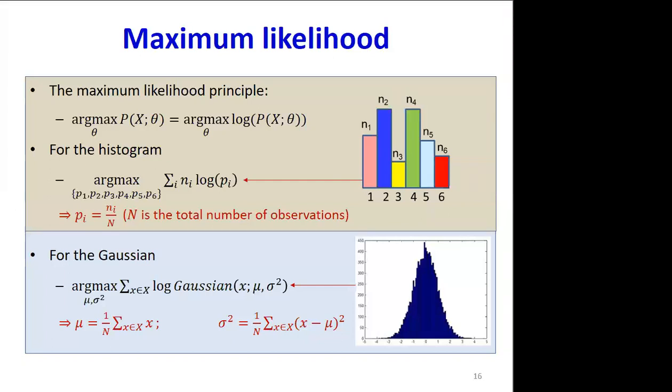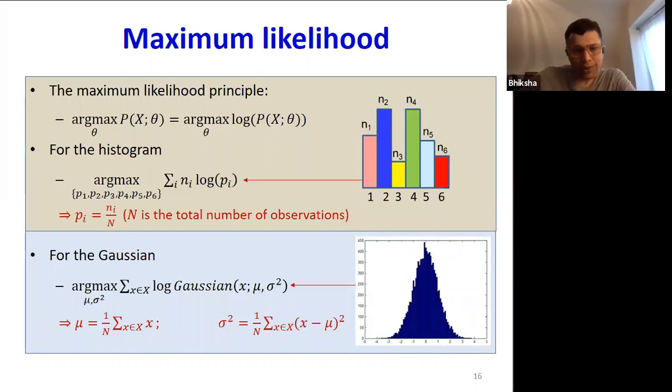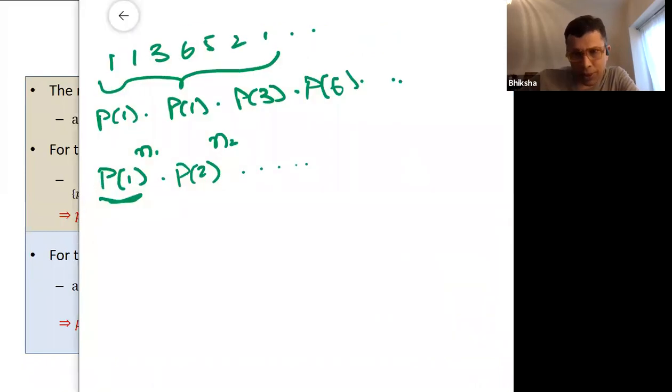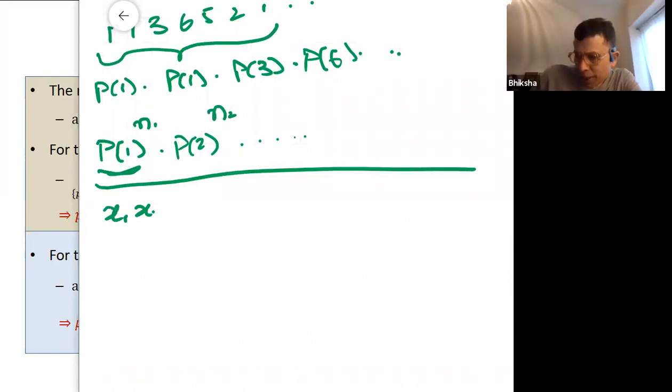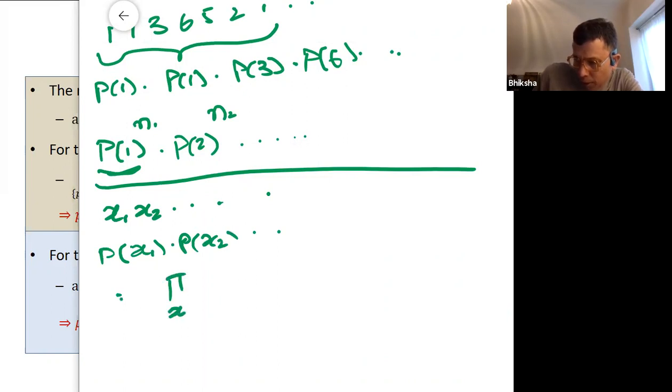For the Gaussian distribution, why don't we need to multiply each term by x here? Let's just do this for the Gaussian. I've got a bunch of observations, x1, x2, and so on. So the probability of my observations is p of x1 times p of x2, which is going to be the product over all observations of the Gaussian of x at mu, sigma squared, right? You with me?